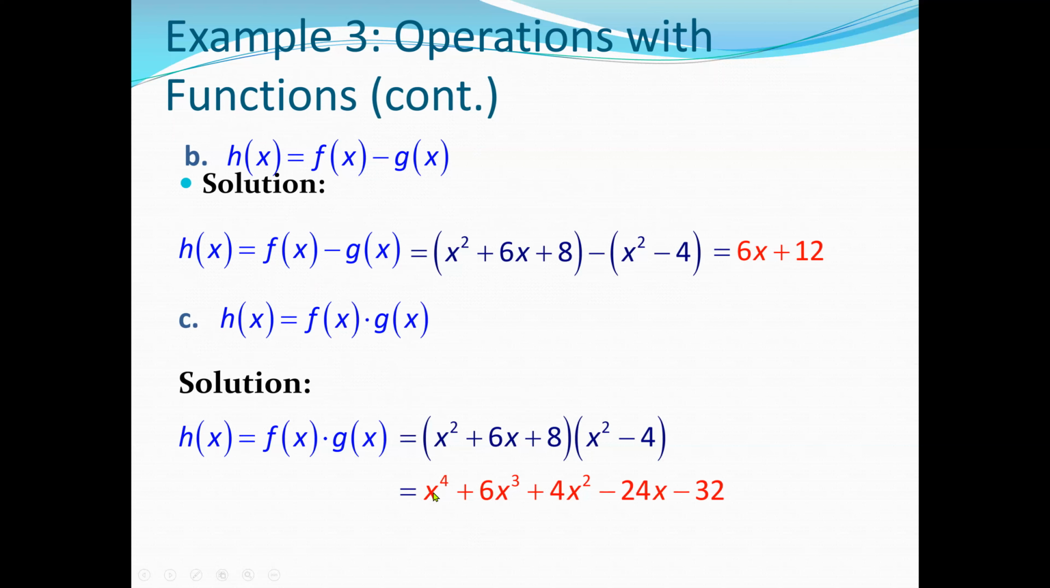So x squared times x squared will give us x to the power 4. Then 6x times x squared will give us 6x cubed. Then we have 8 times negative 4 will give me negative 32. Then we also have 8 times x squared, which will give me 8x squared. Then we have also negative 24x. So we combine it, and this is what we have after we combine the like terms. So multiply each term with the second parenthesis, also each term.